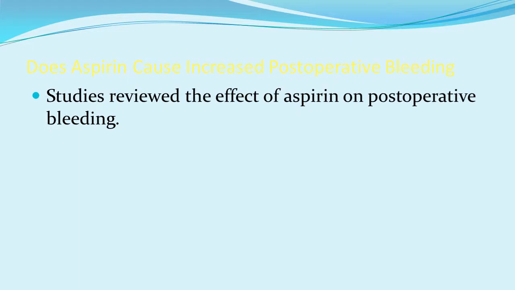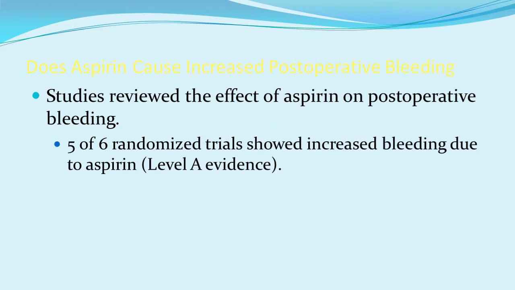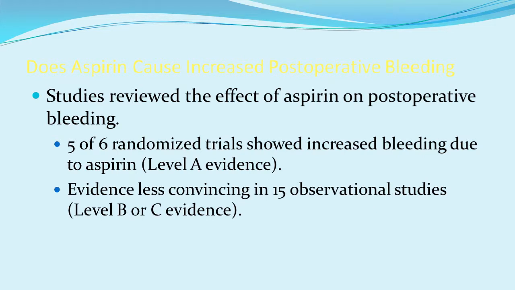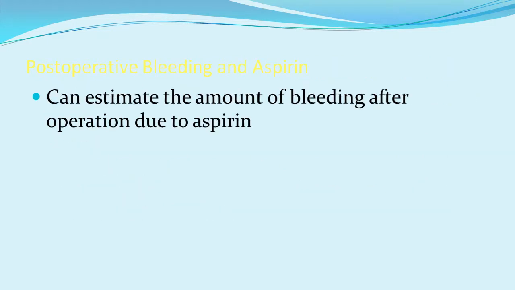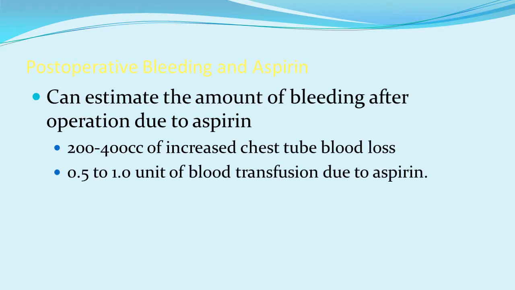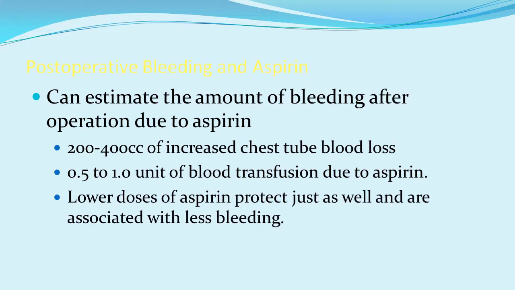The studies reviewed the effect of aspirin on postoperative bleeding. The evidence is less convincing in different studies. The estimated amount of bleeding after the operation due to aspirin is a 200 to 400 increase in chest tube loss, and 0.5 to 1 liter of blood transfusion. Lower dose aspirin protects as well and is associated with less bleeding.